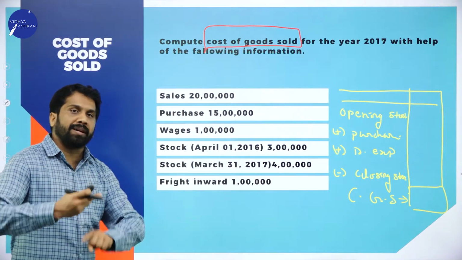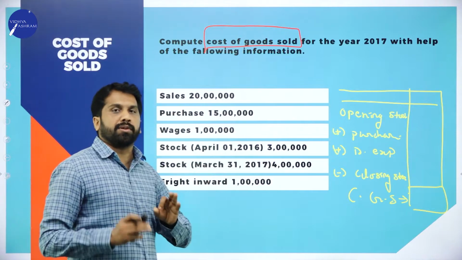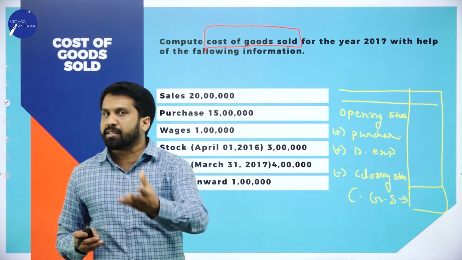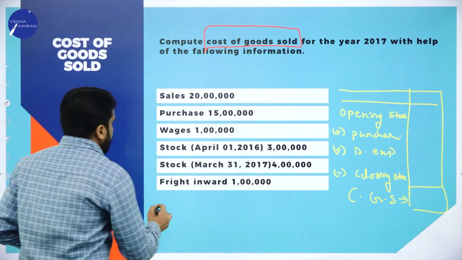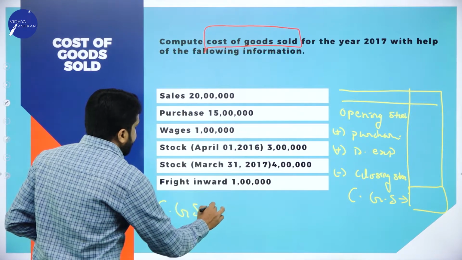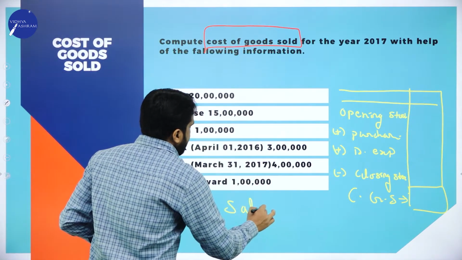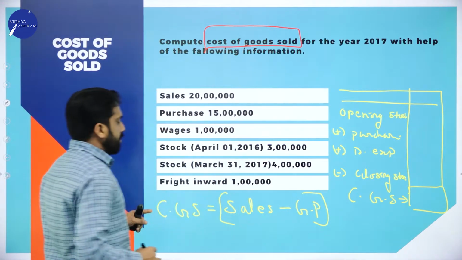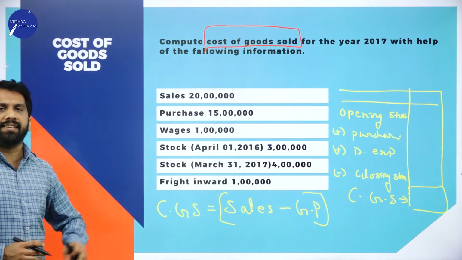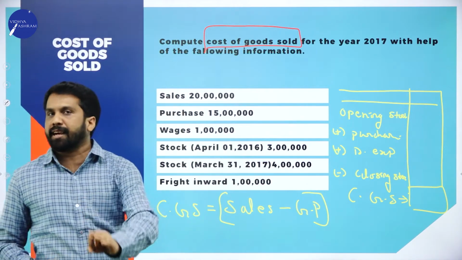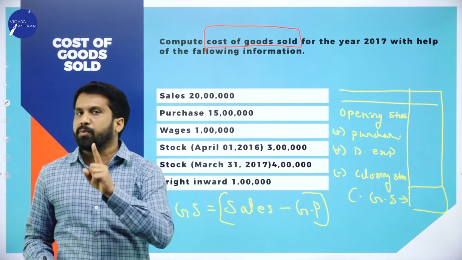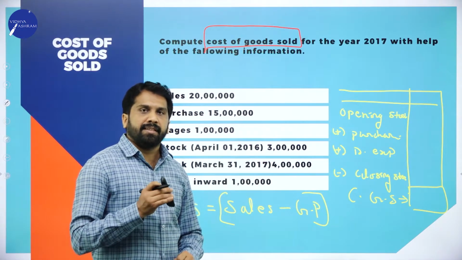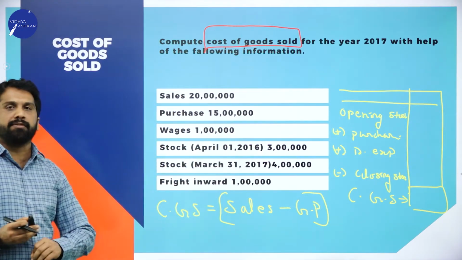You have one more method to calculate cost of goods sold, but in your examination you have to follow this. If you want a shortcut, how to calculate? Simple. Cost of goods sold is equal to sales minus gross profit. This is also your cost of goods sold. Very easy. If you do this, your answer is correct. But marks will be out of 6. You will get only 1 or 2 marks. Why? Because they need this calculation. Clear? Yes. So this is the format for your cost of goods sold.